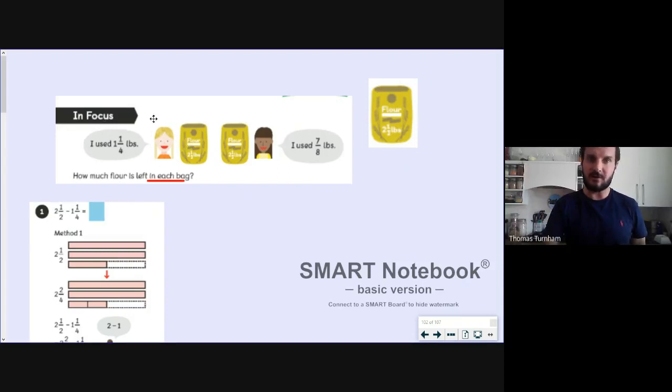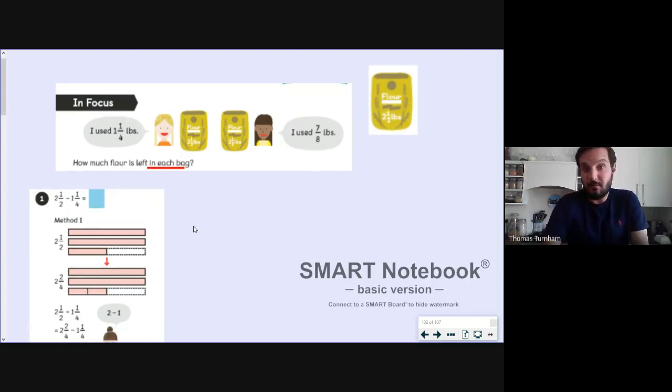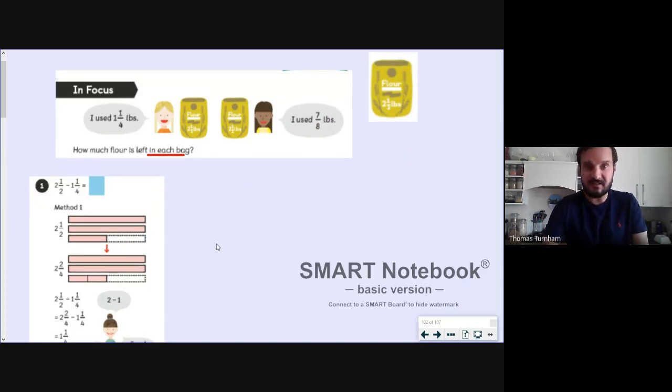So let's just look at the first part here with orange shirt, who's used 1 1/4 pounds of flour. That means the calculation we're trying to solve is 2.5 pounds, that's the size of the bag, take away 1 1/4, that's how much she used. So 2.5 take away 1 1/4. There are two different methods that we might use for this calculation.